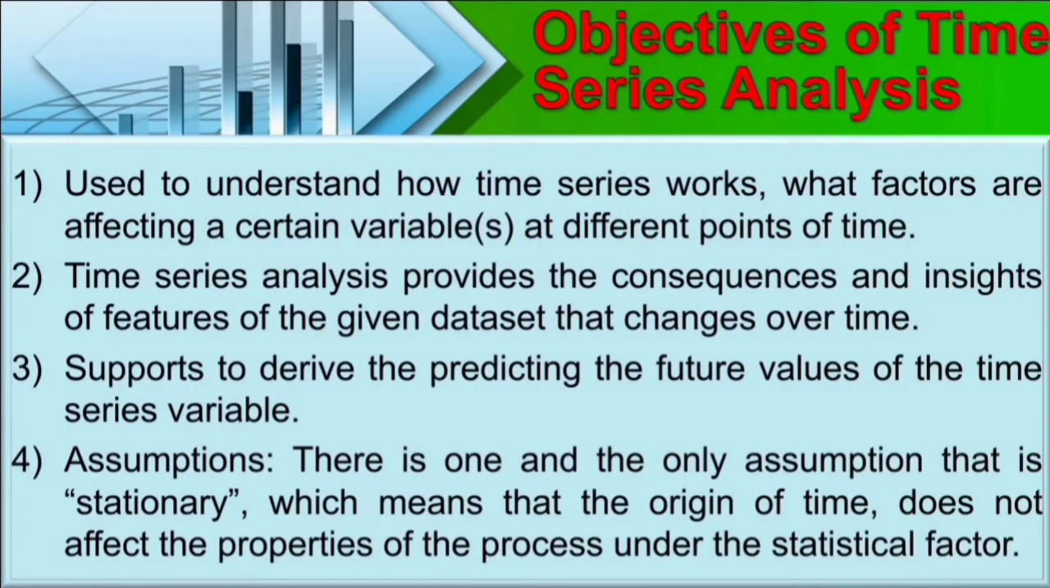Objectives of time series analysis. Number 1, used to understand how time series works, what factors are affecting certain variables at different points of time. Number 2, time series analysis provides the consequences and insights of features of the given data set that changes over time. Number 3, supposed to drive the predicting of the future values of the time series variable. Number 4, assumptions. There is one and the only assumption, that is stationarity, which means that the origin of time does not affect the properties of the process under the statistical factor.